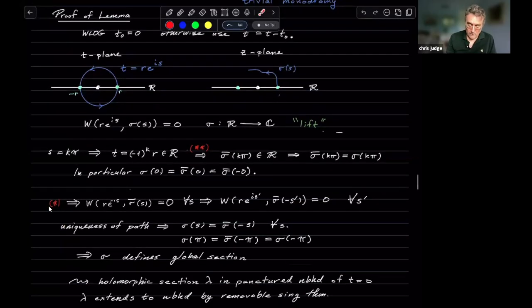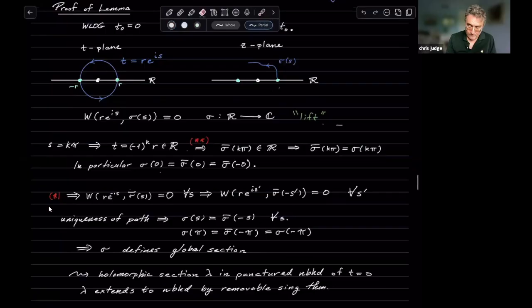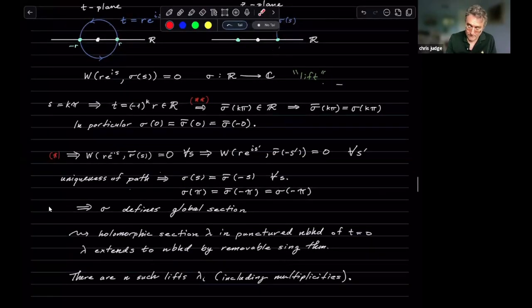In the end, once you get trivial monodromy, you use the fact that you can remove singularities if you have a holomorphic map between two Riemann surfaces, mapping a punctured something to a punctured something. Then Riemann's theorem on removable singularities can be used to extend your sections, your global sections, to 0.